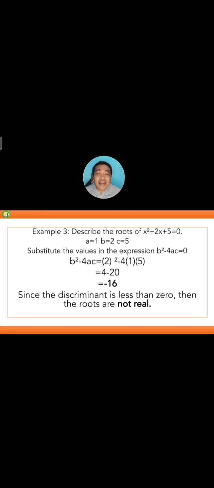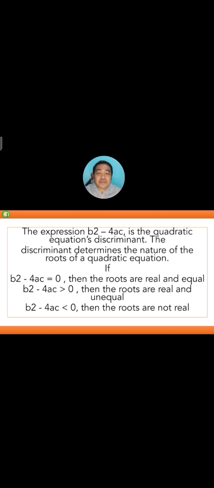All you have to do, guys, is to remember our 3 conditions. So we have, if b squared minus 4ac is equal to 0, then the roots are real and equal. If b squared minus 4ac is greater than 0, then the roots are real and unequal. And lastly, if b squared minus 4ac is less than 0, then the roots are not real.